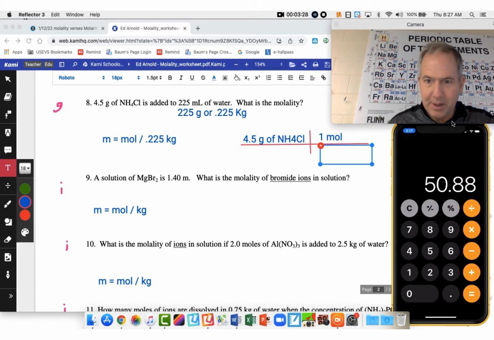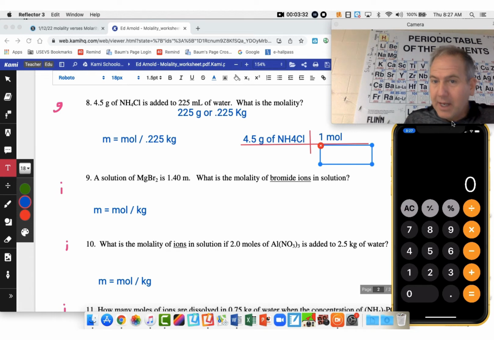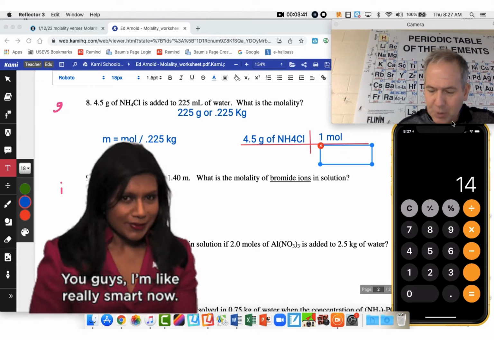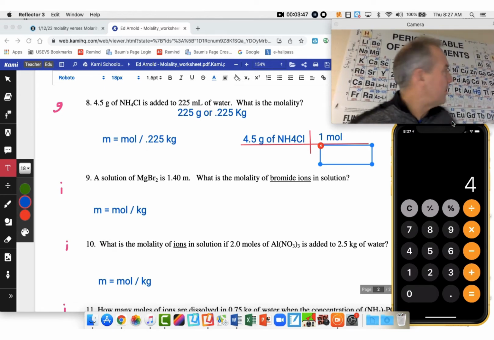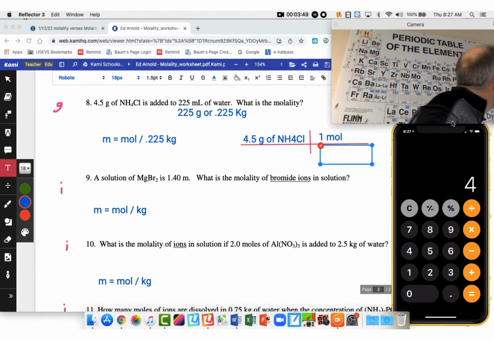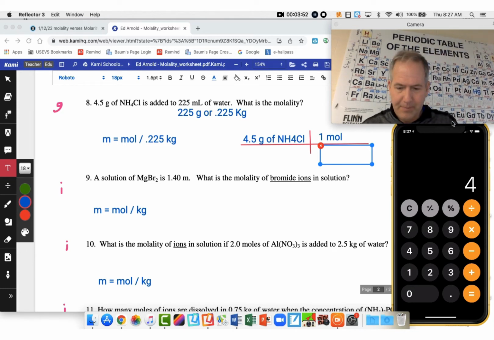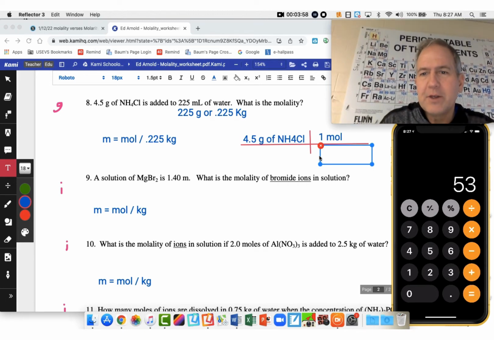All right, so we're trying to find ammonium chloride. So that's NH4Cl. So N is 14. Remember, I'm just finding the weights off the table. H is 1, and there's 4 of them, so I'm going to say plus 4. And then Cl, chlorine, is 35. And so I got 53 for that, so 53 grams.